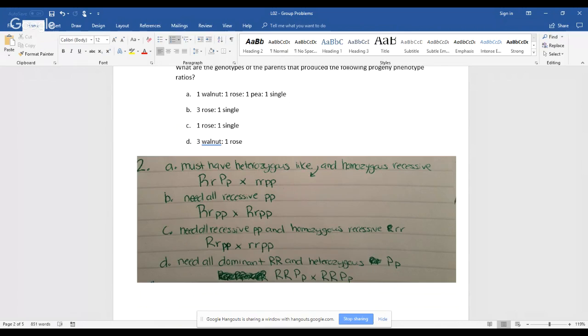For 3 walnut and 1 rose, you're going to have R's be capital, or homozygous dominant R's for both those traits. So then when it comes to the P, to get the 3-to-1 ratio for a walnut, once again, you have to have 2 heterozygotes for P. So I have it as seen in the picture right there.